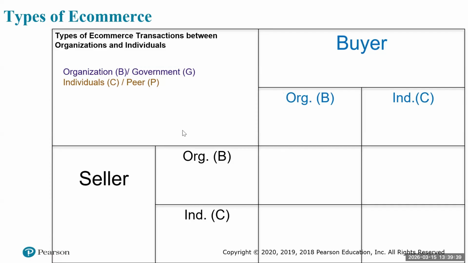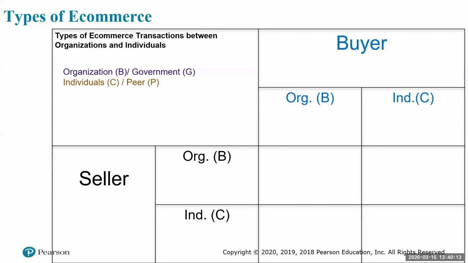Now, if you remember matrix algebra, you know that for each cell in this matrix, you can see the cells here. For each cell, we first identify the row coordinate, and then we identify the column coordinate. So on the row side, we have the seller, and we have to identify what kind of seller we are dealing with. And then on the buyer side, we have to identify what kind of buyer is involved.